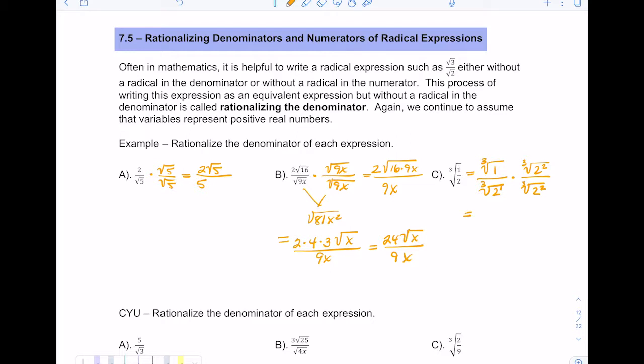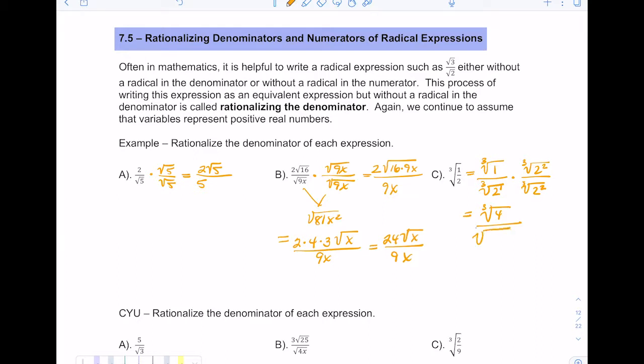So I have cubed roots that I'm multiplying. I can just combine them. So 1 times 2 squared just gives me 4. So I have the cube root of 4. And you can't take the cube root of 4, which is fine. And in the denominator, I have the cube root of 2 to the first times the cubed root of 2 to the second.